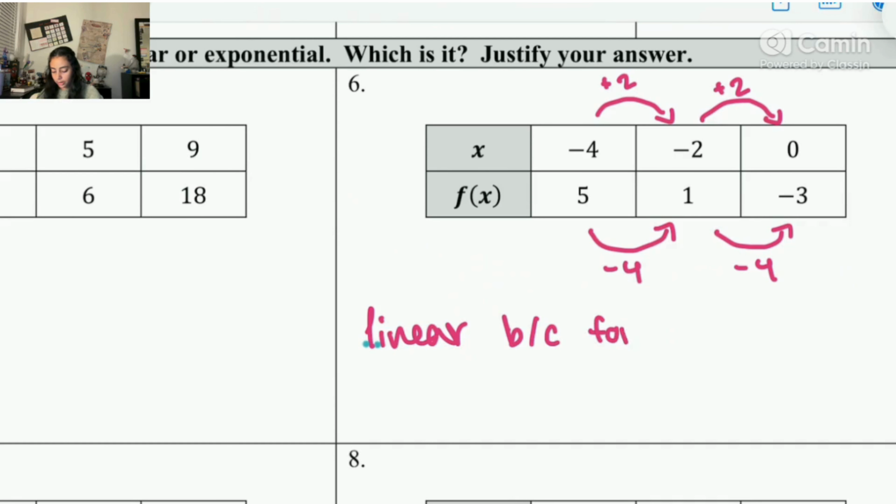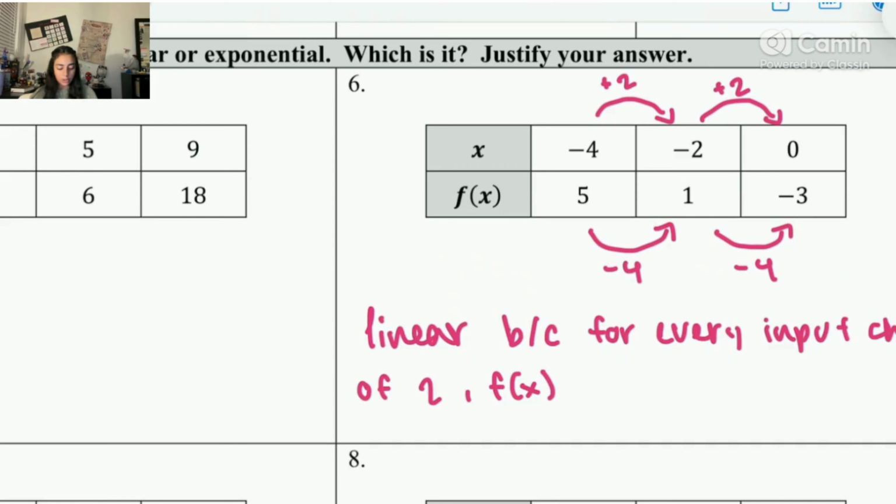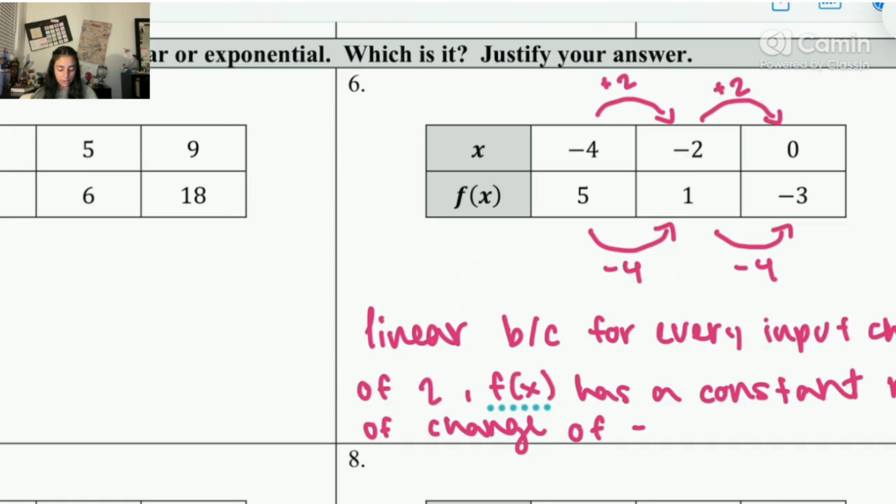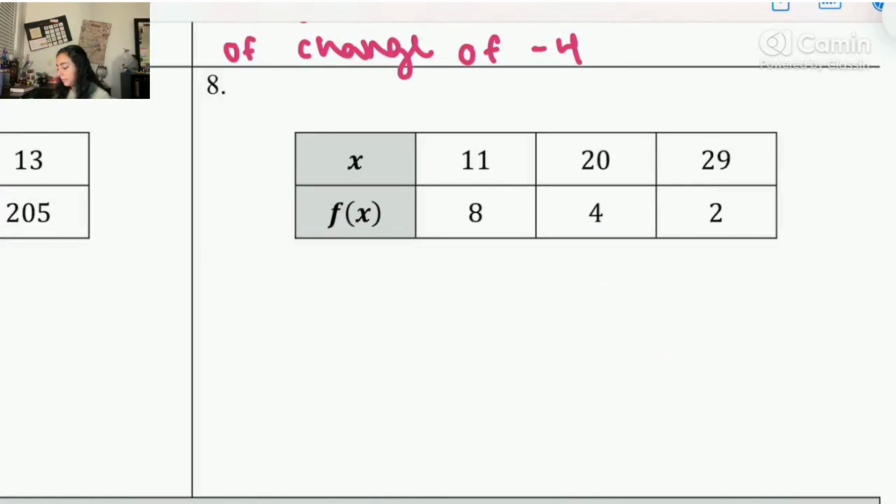because for every input change of 2, f of x has a constant change, or a constant rate of change of -4. Okay, now for this problem, we can see that x is changing proportionally.